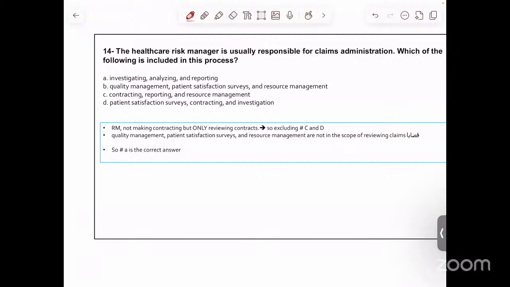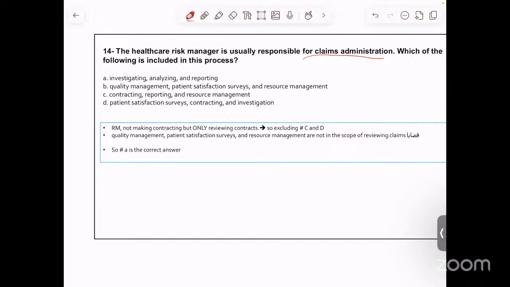The healthcare risk manager is usually responsible for claims administration. Which of the following is included in this process? A, investigating, analyzing, and reporting. B, quality management, patient satisfaction surveys, and resource management. C, contracting, reporting, and resource management. D, patient satisfaction surveys, contracting, and investigation. What's your answer, Radha?